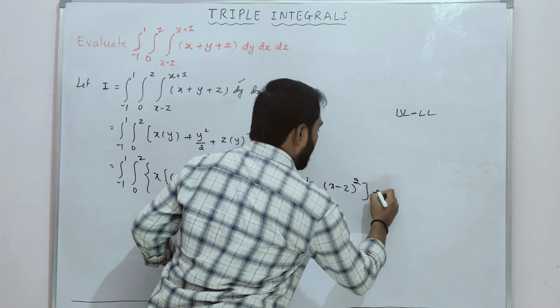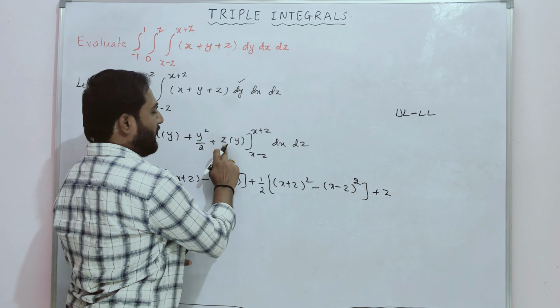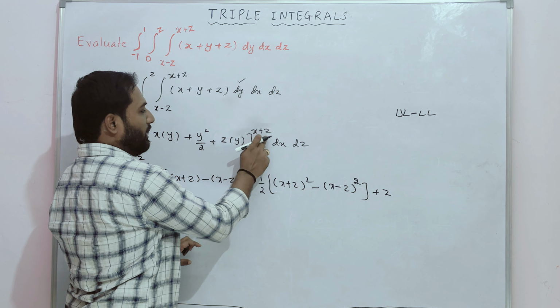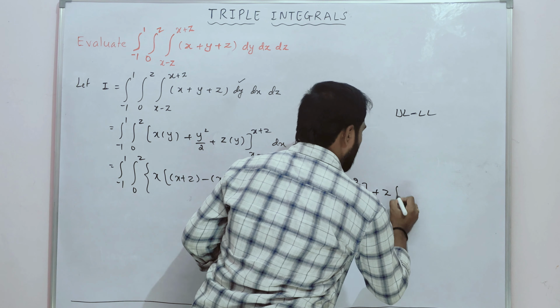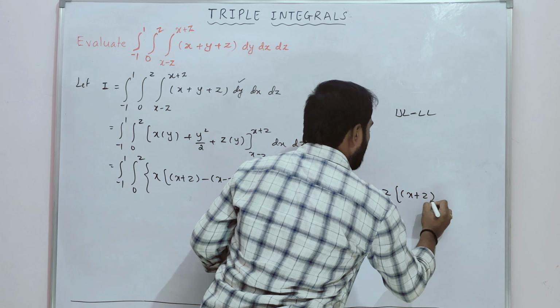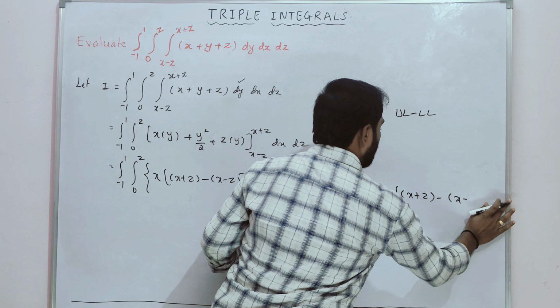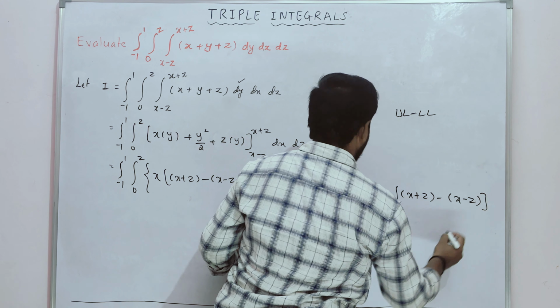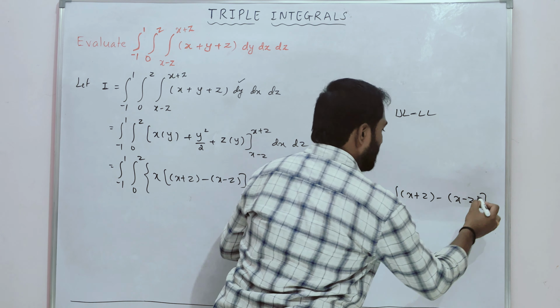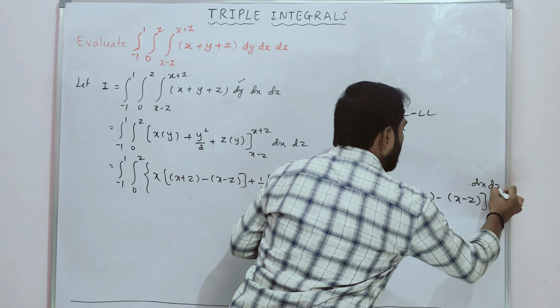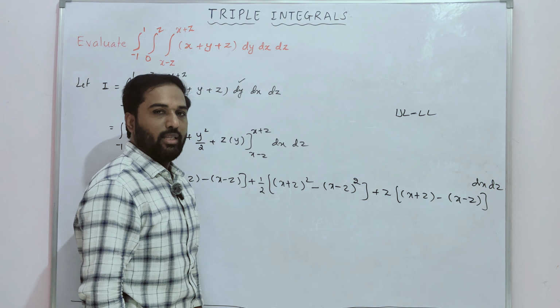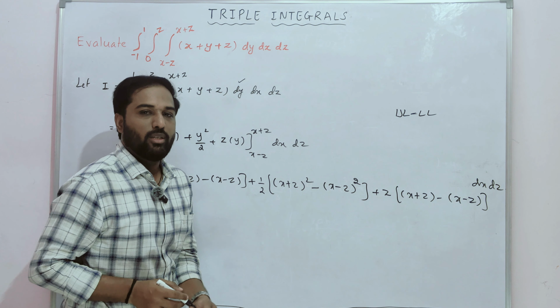One last term, again keeping this z as it is, only y we have. Upper limit minus lower limit. So the upper limit is x plus z minus the lower limit x minus z, and the derivatives dx dz as they are. Now we need to simplify, my dear students.